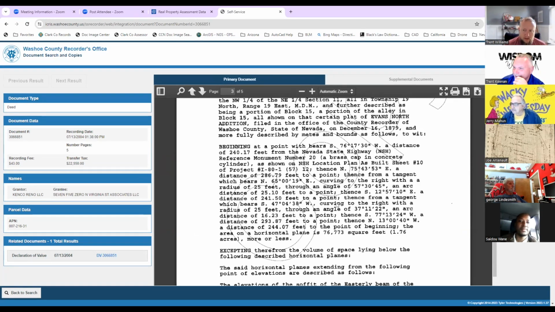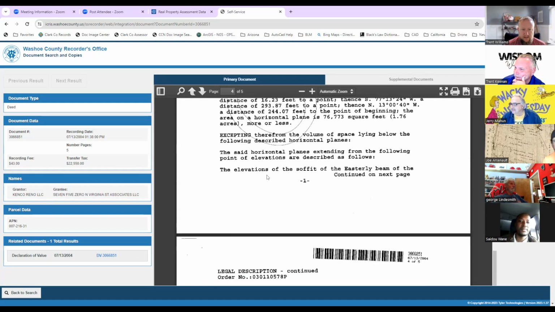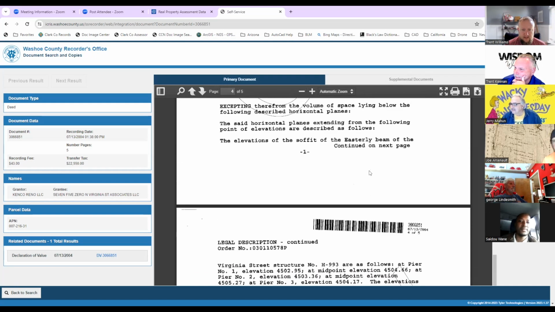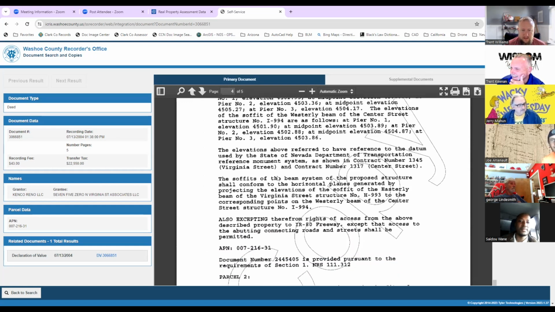I went and found, I had to go find the deed for the Walgreens. So it gives a full metes and bounds, but then it also provides horizontal planes extending from the following elevations. And then it talks about going from the soffits of an easterly beam, and then it provides elevation. So very similar to what we're talking about, almost airspace style. Minimum elevations, midpoint elevations, peak elevations. Well, at least they're identifying their vertical reference. Yeah, exactly.